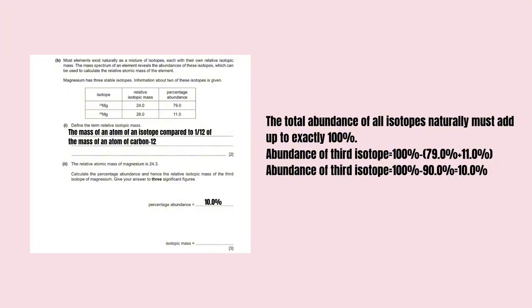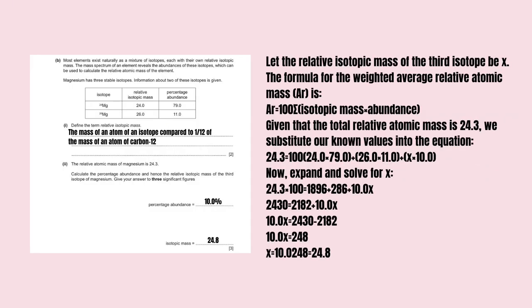Let's find the third abundance first. The total percentage abundance of all natural isotopes must equal 100%. We are given the first two abundances as 79% and 11%. Subtracting this from 100% minus 90%, leaving exactly 10% for the third isotope. Now let's calculate the isotopic mass of that third isotope, which we will call X.